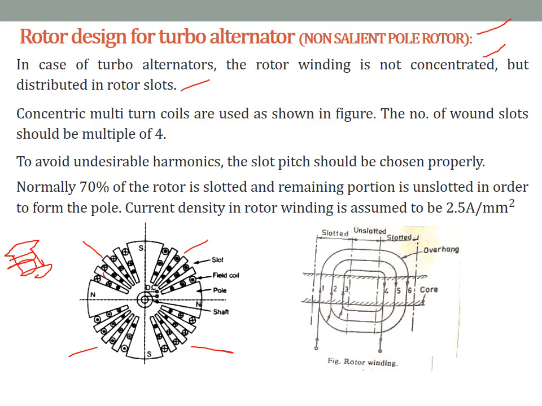Concentric multi-turn coils are used, which is shown in the figure. The number of wound slots should be a multiple of 4. To avoid undesirable harmonics, the slot pitch should be chosen properly. Normally, 70% of the rotor is slotted and the remaining portion is unslotted in order to form the pole. So this is 70% slotted, and these are the unslotted portions. So this will form poles.